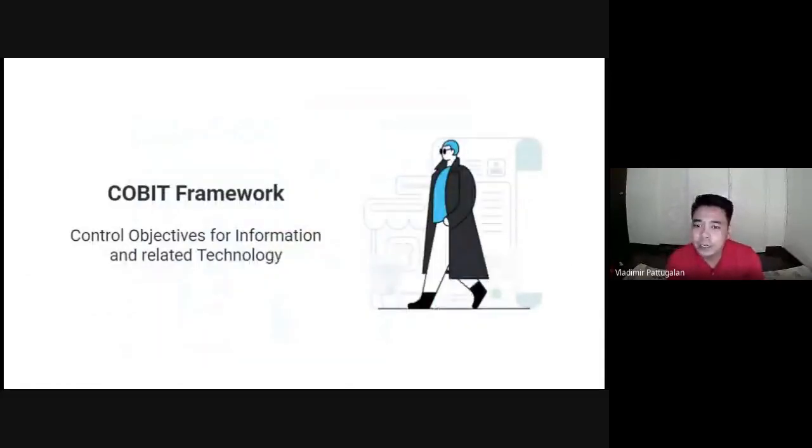Okay, and another tool to manage outsourcing would be the COBIT framework, or the control objectives for information and related technology. So it's a framework for managing information. So this is the COBIT framework.